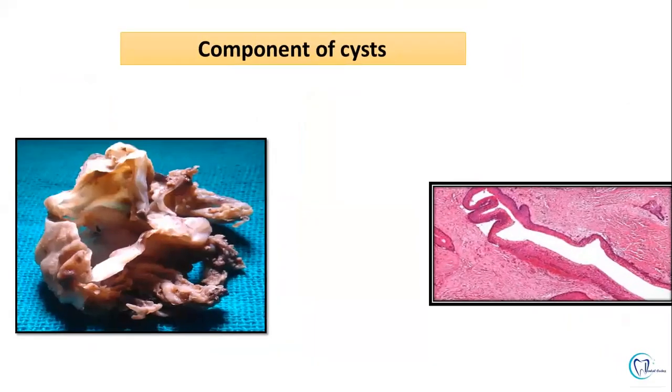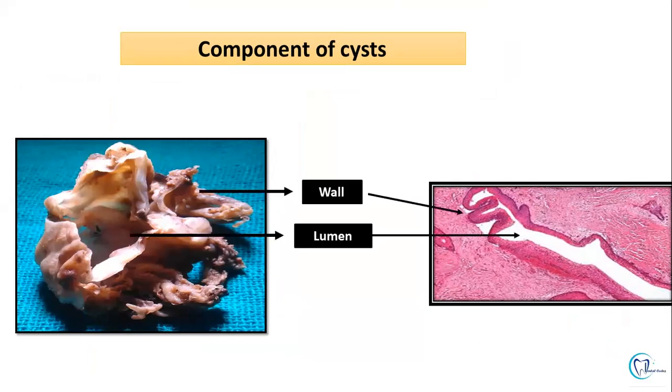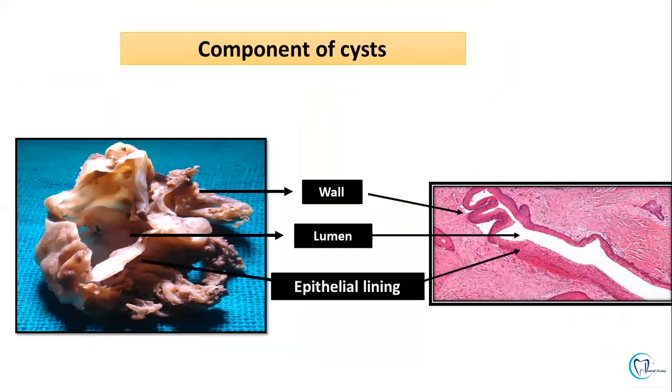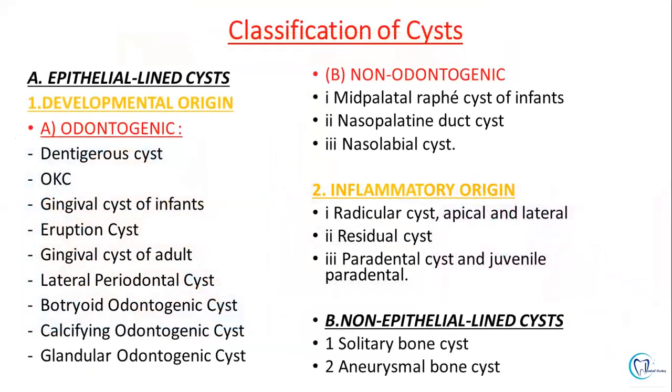A cyst has three basic components: the wall, that is the cystic capsule, the lumen or the cystic lumen, and the cystic epithelial lining. These three components make up a cyst. Shear has given the classification of cyst into two broad categories: the epithelial lined cyst and the non-epithelial lined cyst. In the epithelial lined cyst, we have two further subcategories, one of developmental origin and one of inflammatory origin.